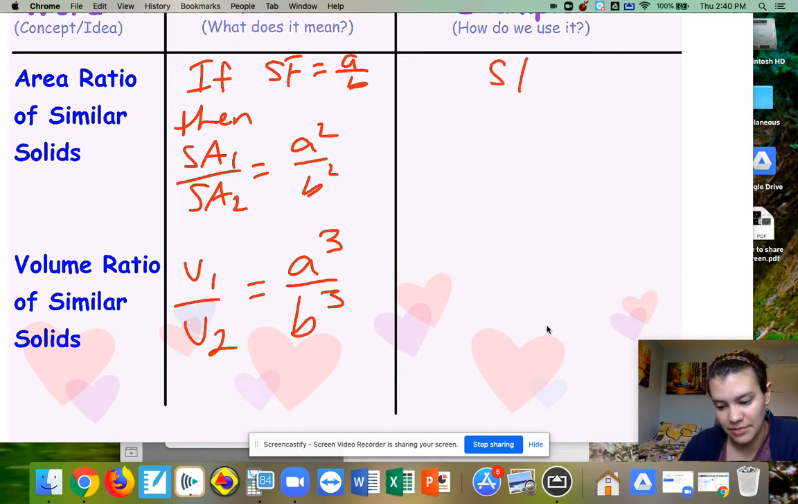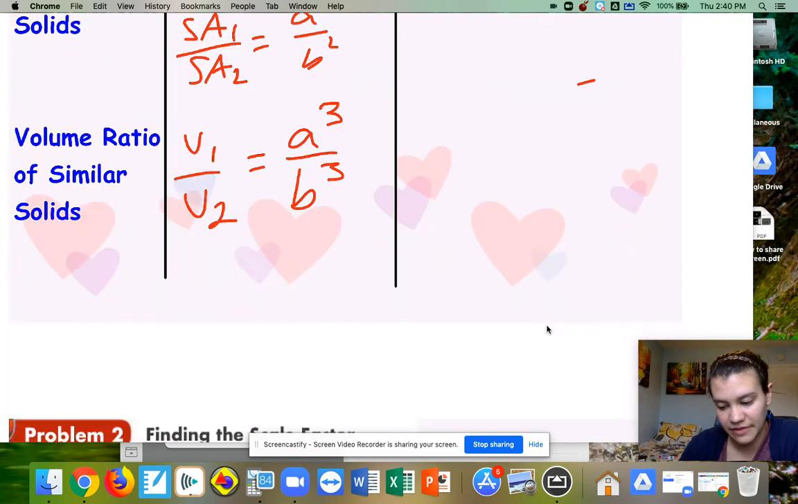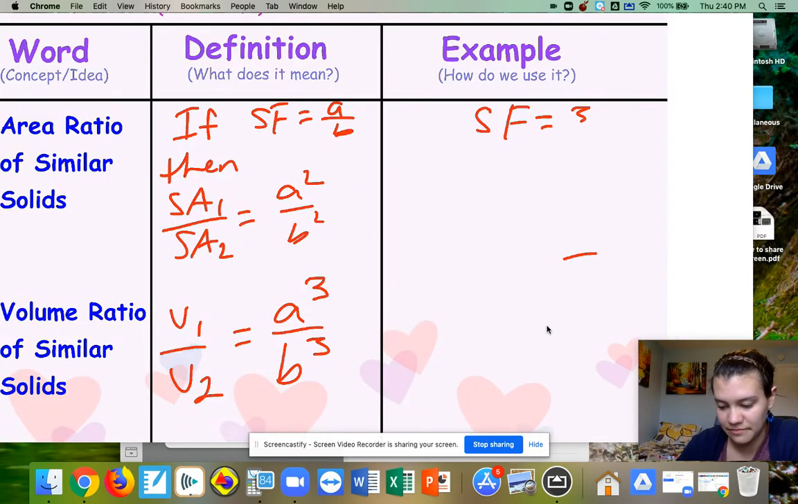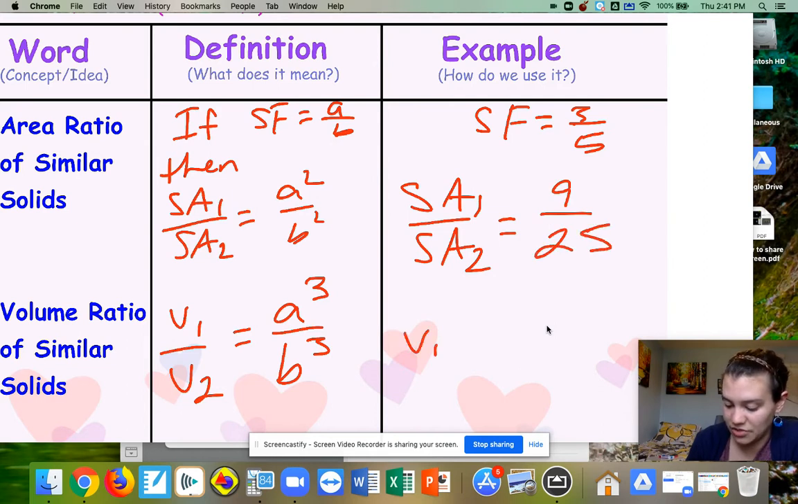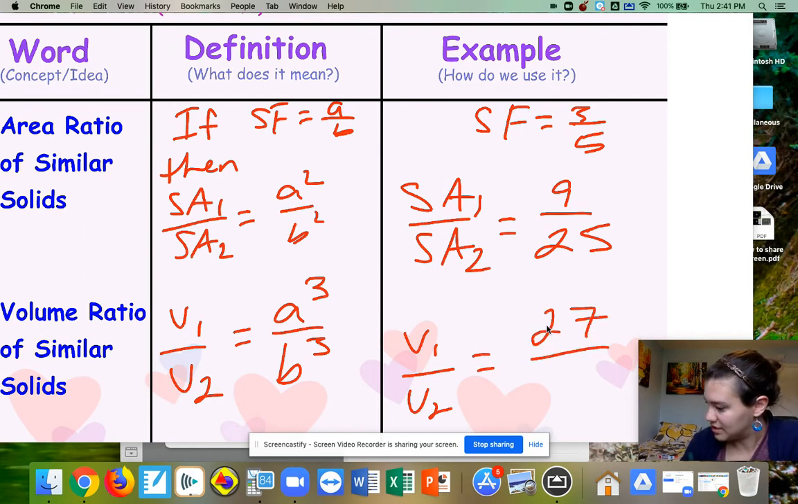So if we do an example, if your scale factor is 3/5 to begin with, then for the surface area of one over the surface area of the second, you're going to take your 3/5 and square it, so you get 9/25 for the ratio of your surface areas, and you get 27 over 125 for the volume ratios.